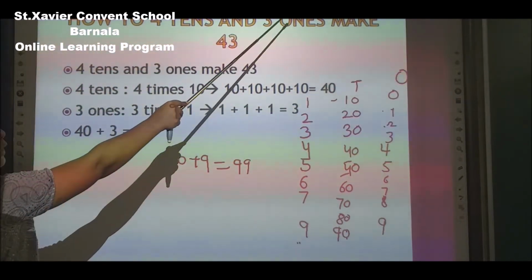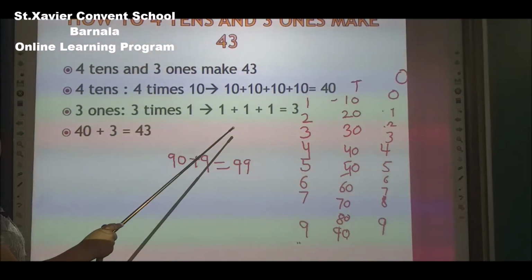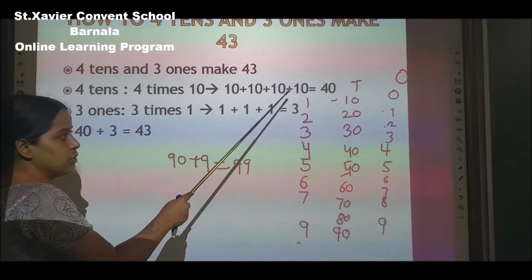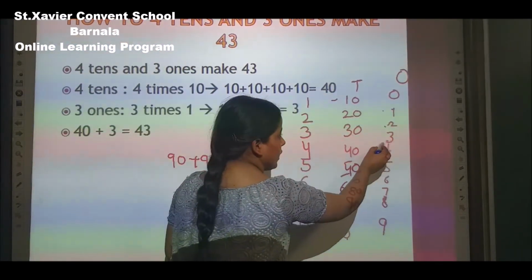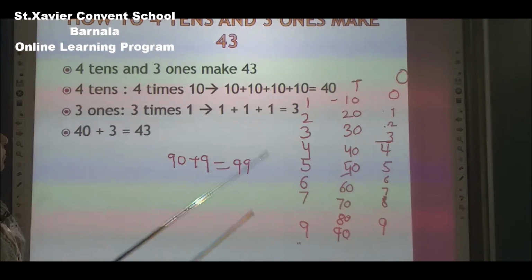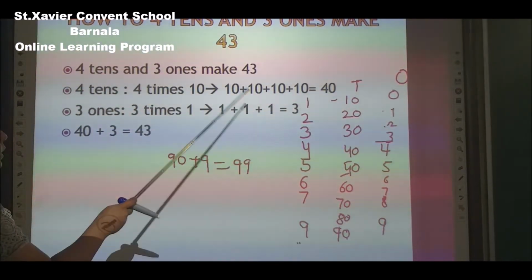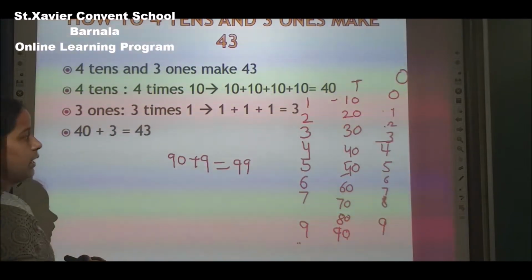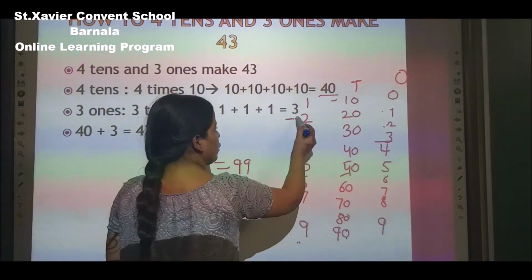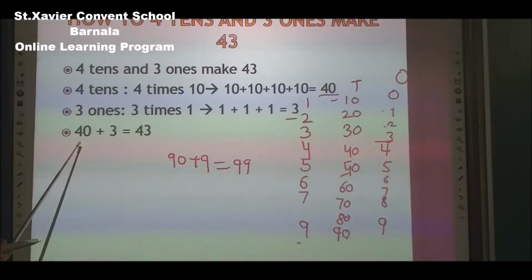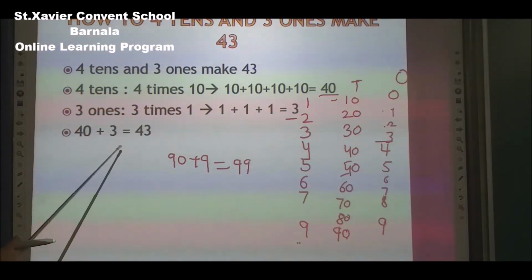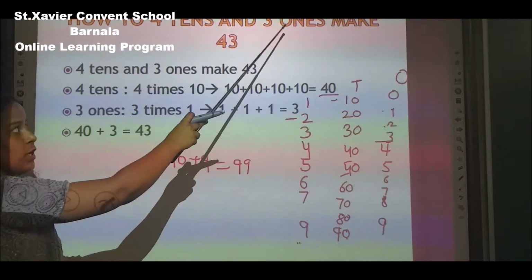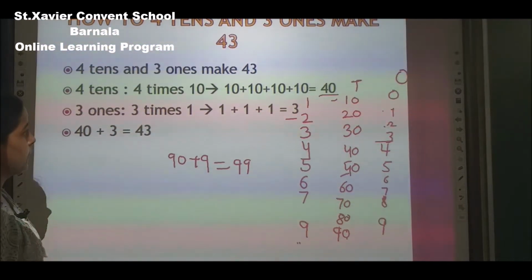And there we have 3 ones. So, we add ones 3 times. 1 plus 1 plus 1 is equal to 3. So, 40 and 3. 4 tens and 3 ones make 43. This 40 and 3 add to each other. 40 plus 3 is equal to 43. So, we can say that 4 tens and 3 ones is equal to 43.